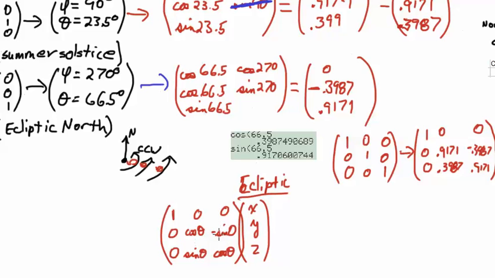I can apply this matrix, which is cosine 23.5, negative sine 23.5, sine 23.5, and cosine 23.5, and I can find out what the orthogonal equatorial coordinates are. If I take the inverse of this matrix, which is just rotating back, cosine negative 23.5, negative sine negative 23.5, just change all of the angles to negative 23.5, which in fact all it does is change this to a plus and this to a minus, you can transform back from orthogonal equatorial to orthogonal ecliptic.